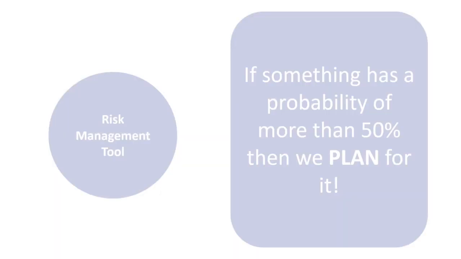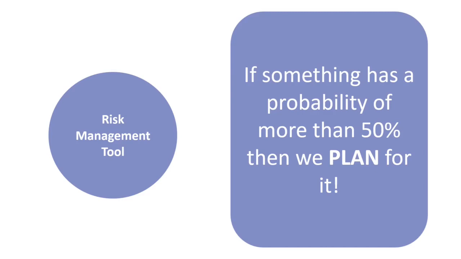A budget is a risk management tool. It helps us with mitigating threats to our financial well-being, and it also highlights opportunities that we can take advantage of. A major principle of risk management is if something has the probability of more than 50%, then we plan for it. So how do we create predictability in our budget and apply this principle?